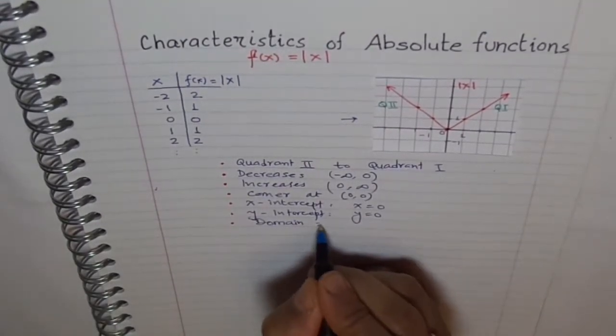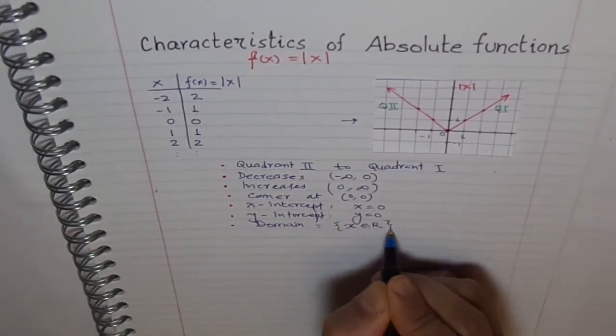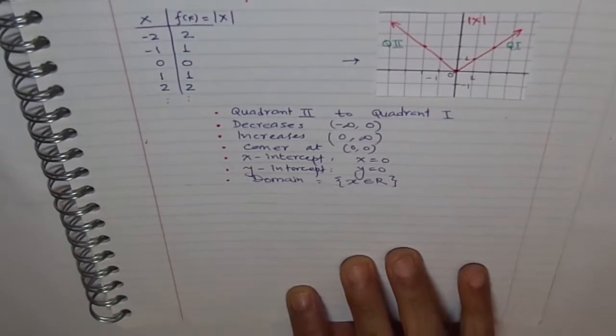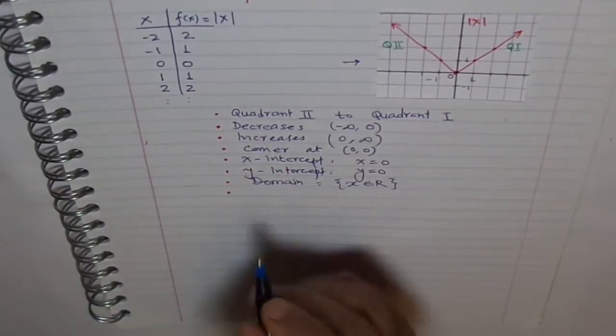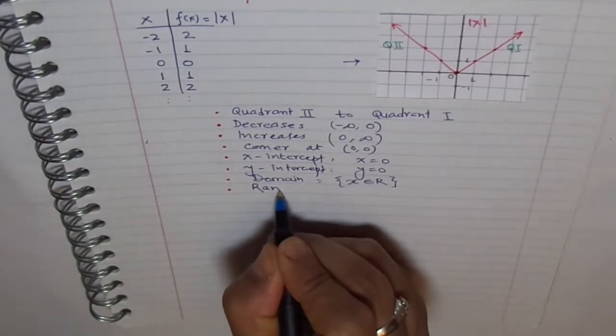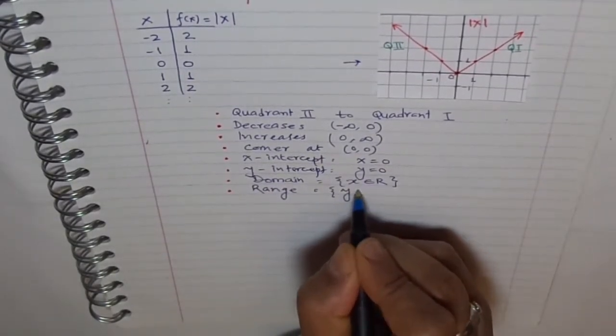Domain is all real numbers. So x belongs to real numbers. Correct? Perfect. How about range? What do you think? What is the range? Range is all real numbers, or is there some restriction?